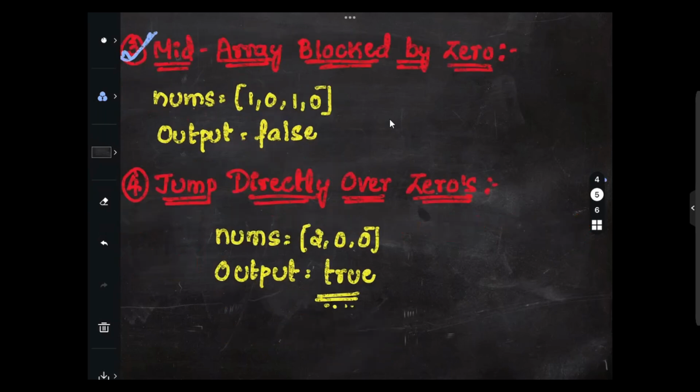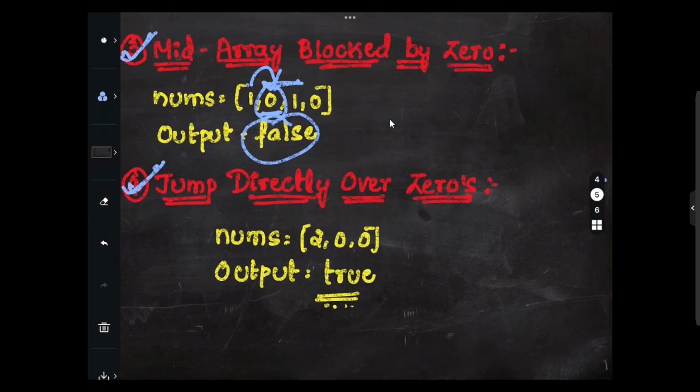Let's move on with the third edge case: mid array blocked by 0. Here we have the values 1 0 1 0. We will reach index 1, but one step at a time we can move 0. We cannot move ahead from this one. We have value 0, so we'll return false in this case. We reach index 1, but we will be stuck due to the 0 jump.